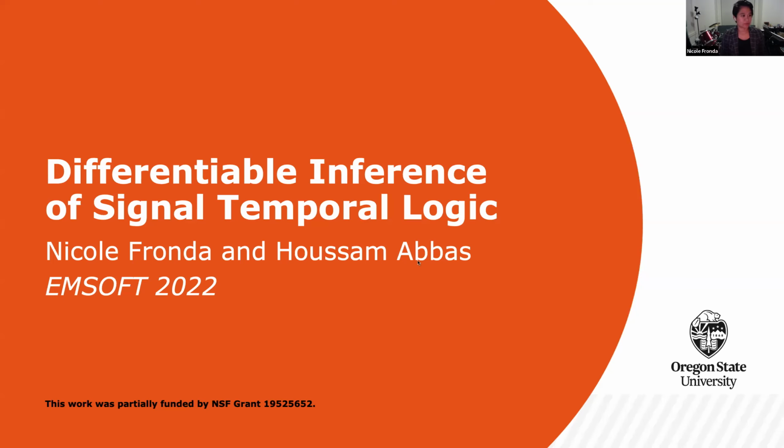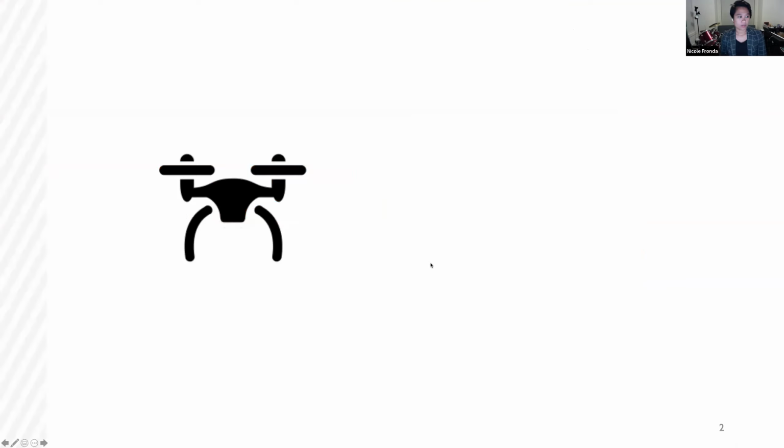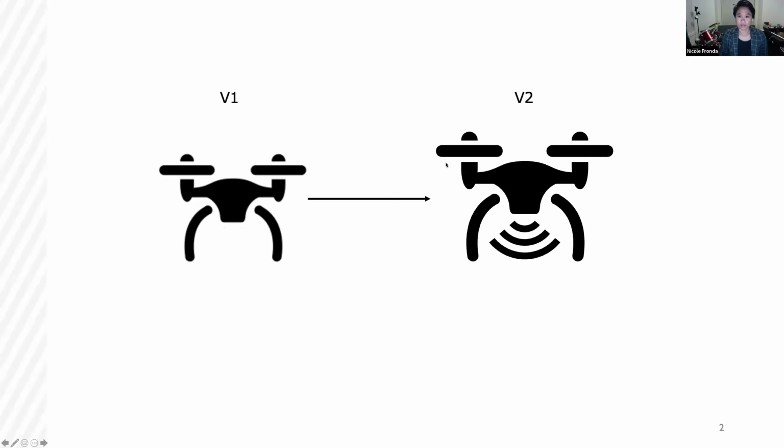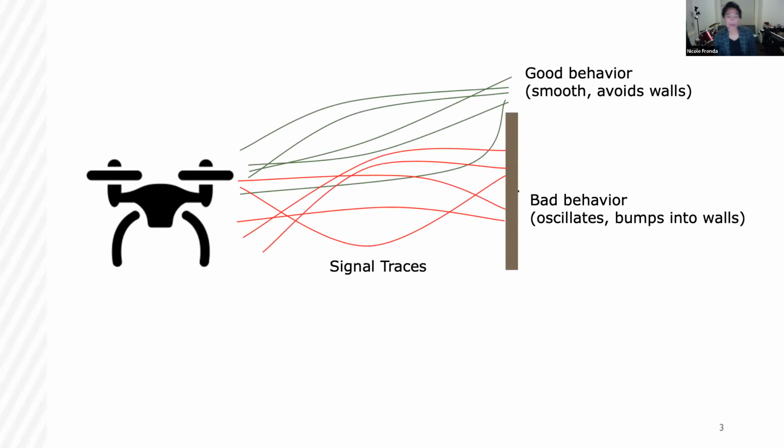As you said, I'm Nicole Fronda, and I will be sharing about our work called Differentiable Inference of Signal Temporal Logic. Suppose we have a legacy system, this autonomous UAV, that we want to use as a reference in creating a new improved version of this UAV, version 2, that we can call it. Perhaps this one is more capable, it flies faster, is more stable. And the original system has some good desirable behavior that we want to replicate in our new system, V2.